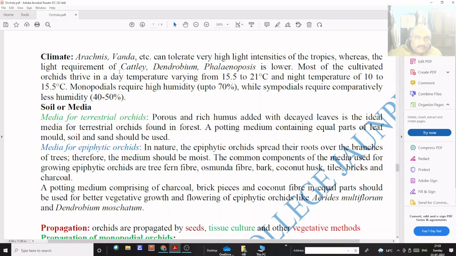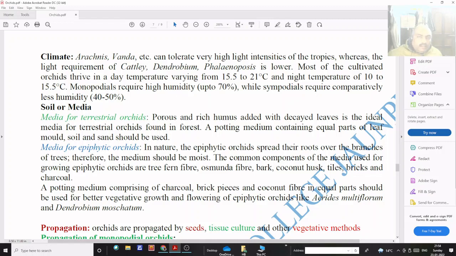But if we see in a wider sense, most of the cultivated orchids thrive in a day temperature varying from 15 to 21 degrees Celsius in the day and 10 to 15 degrees Celsius at night. Monopodials generally require higher humidity as compared to the sympodials.